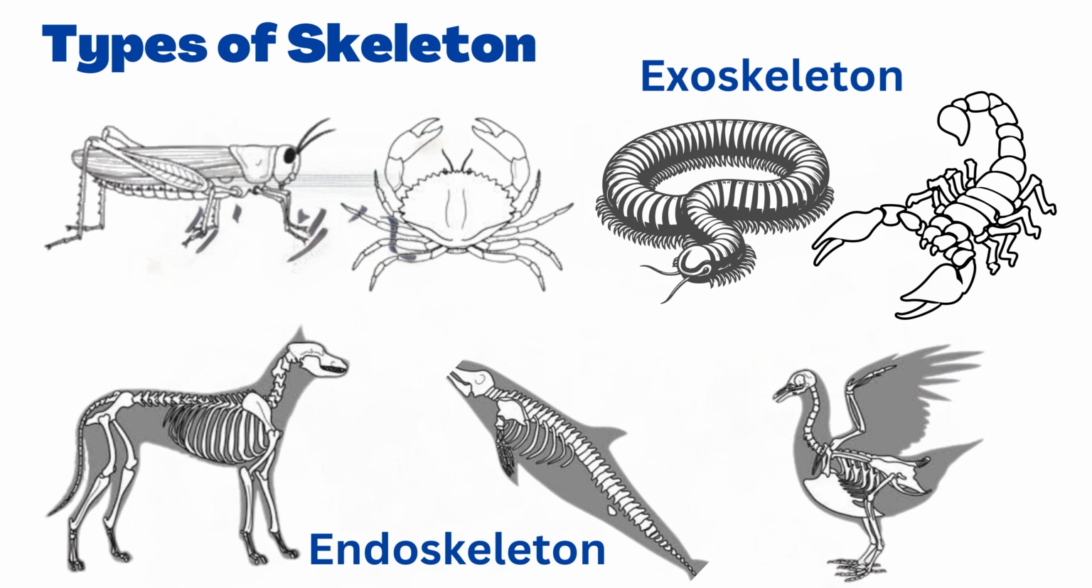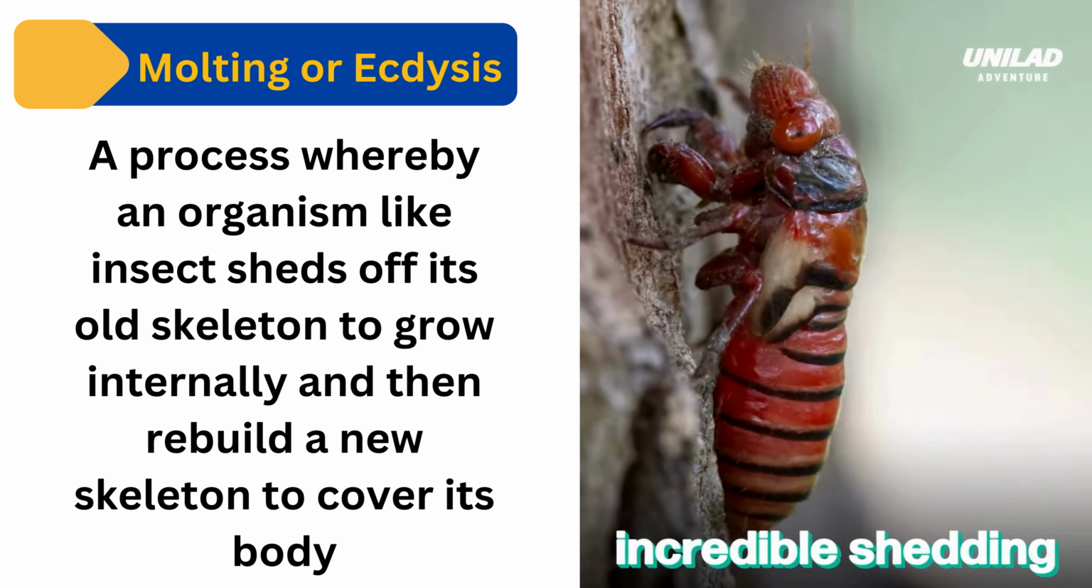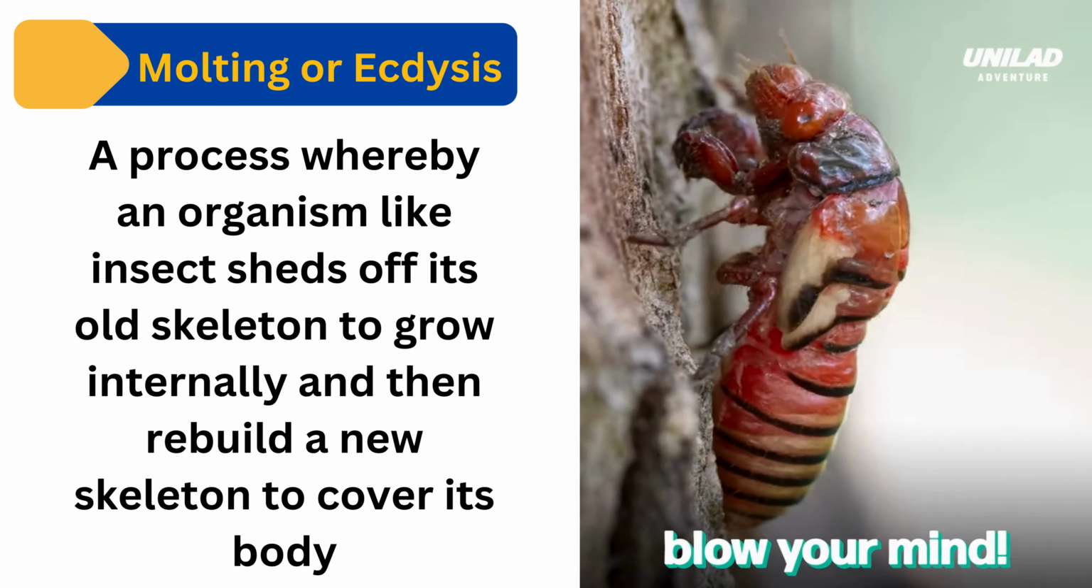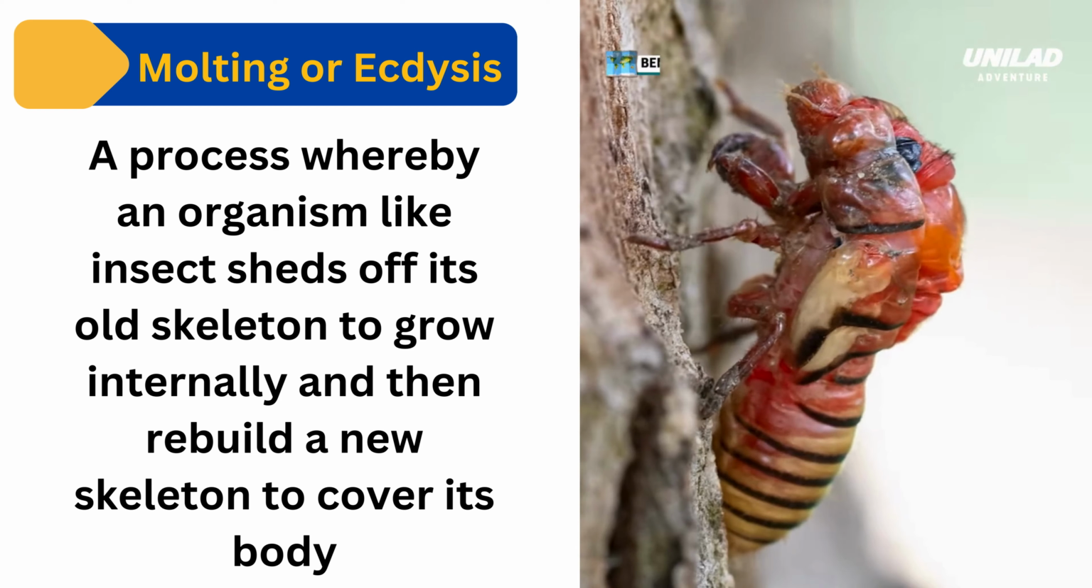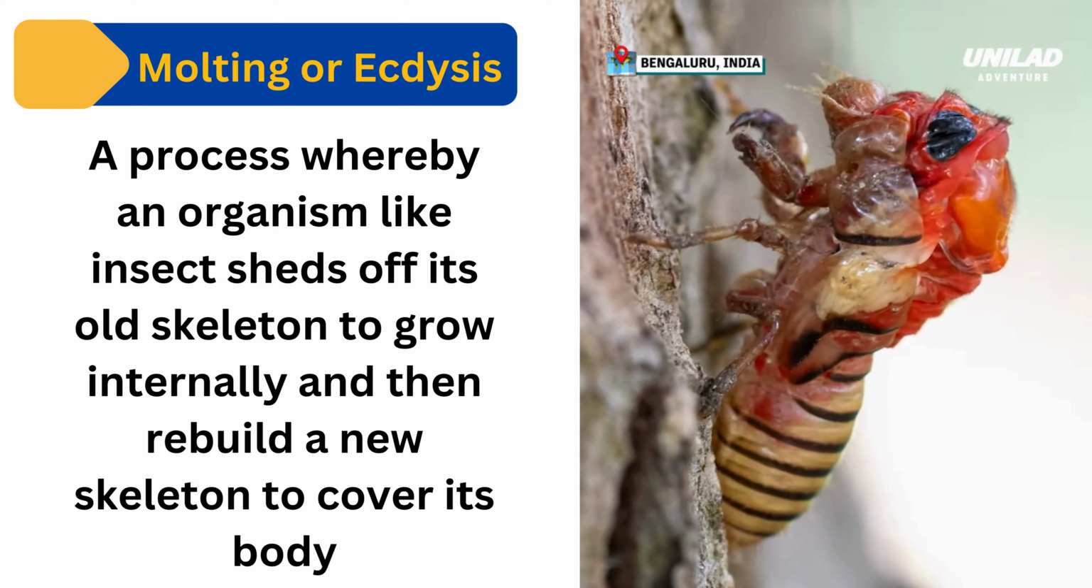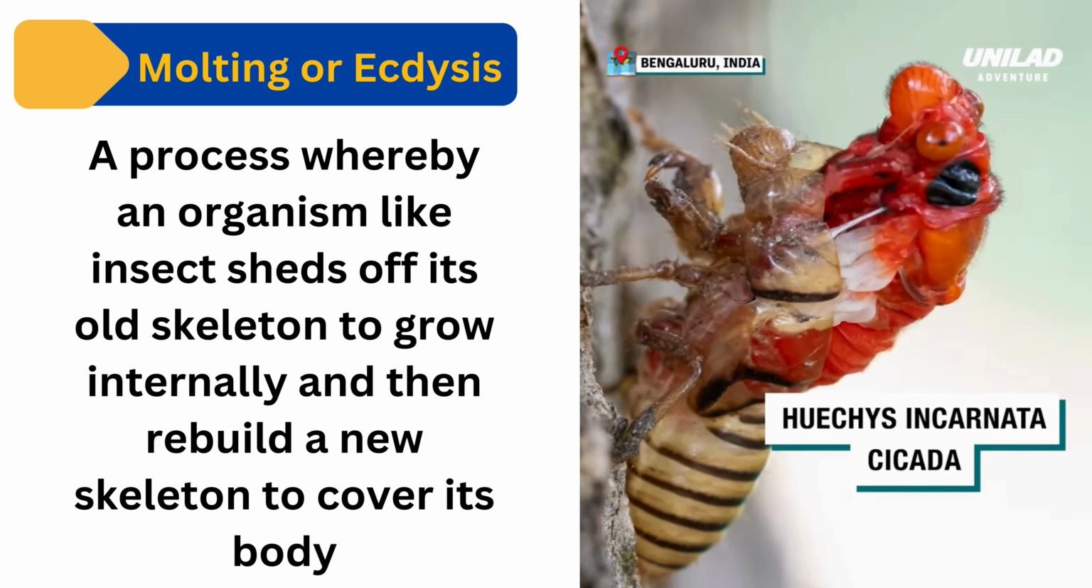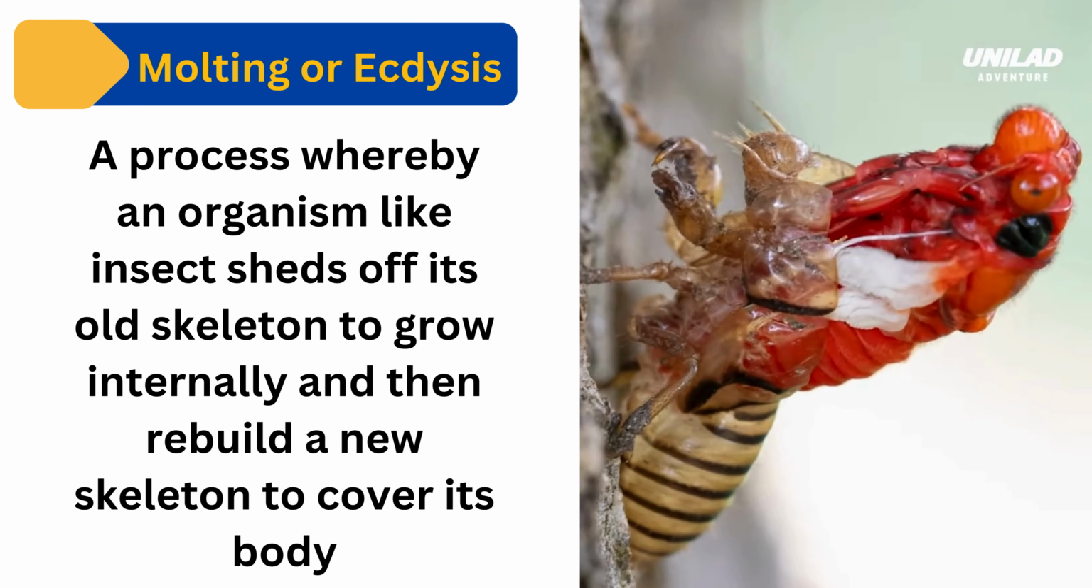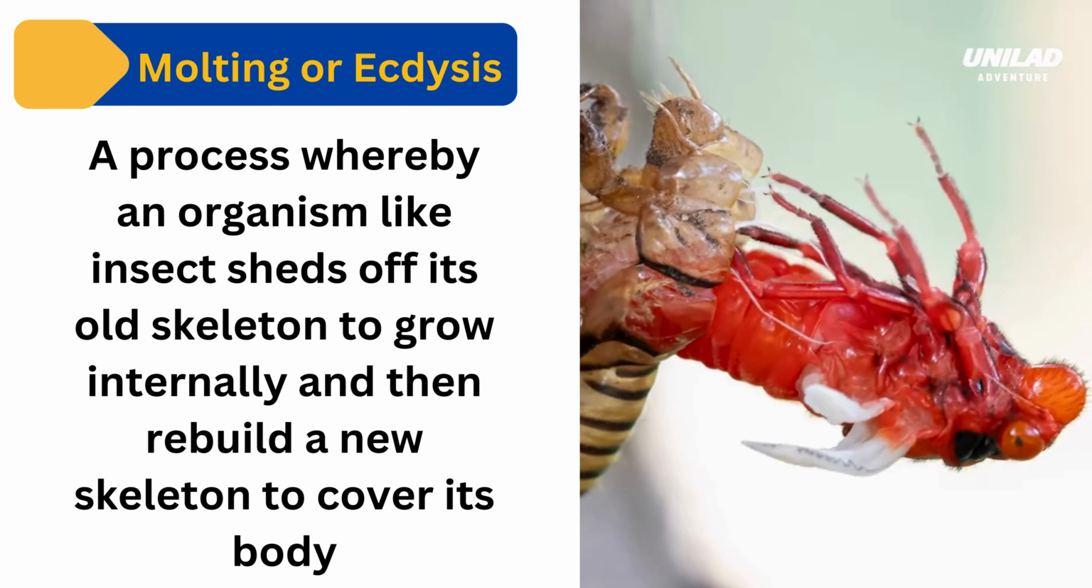In organisms that possess exoskeleton, it is very difficult for them to grow internally. Therefore, these organisms grow by a process called molting or ecdysis. In this process, the organism sheds off its old skeleton, grows internally, and later covers its body with a new skeleton.